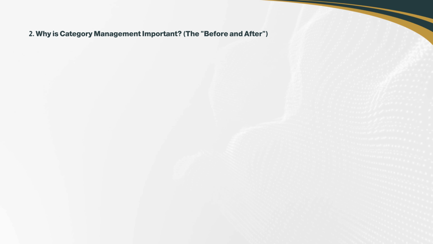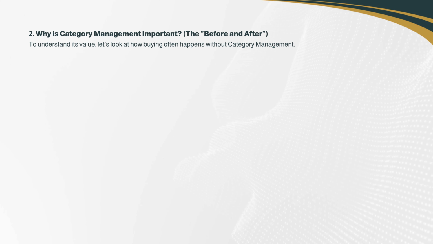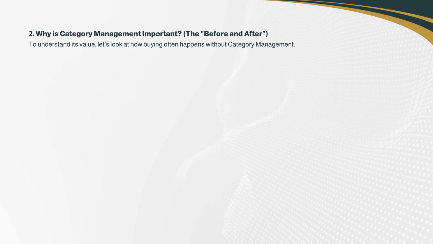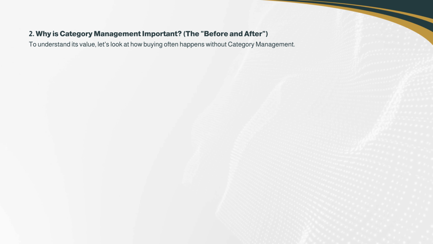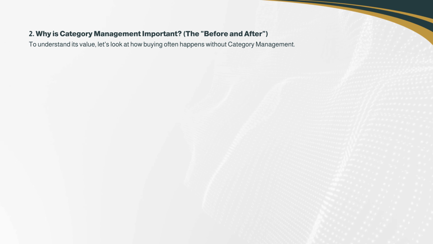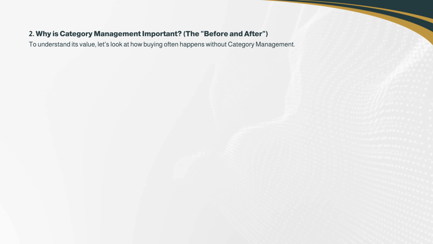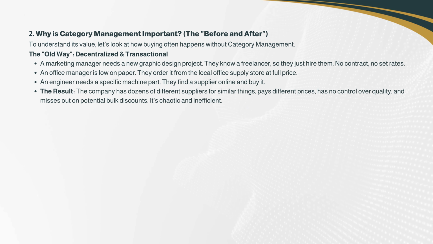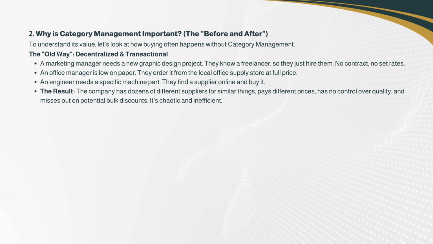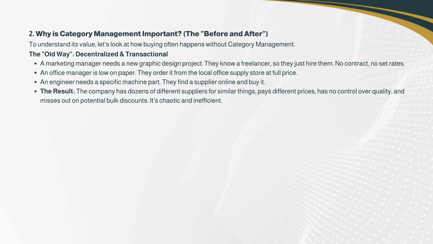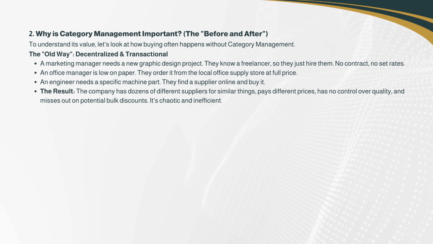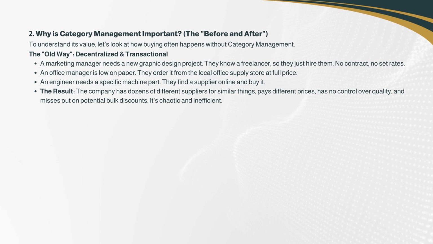2. Why is category management important? The before and after. To understand its value, let's look at how buying often happens without category management. The old way: decentralized and transactional. A marketing manager needs a new graphic design project. They know a freelancer, so they just hire them. No contract, no set rates. An office manager is low on paper. They order it from the local office supply store at full price.